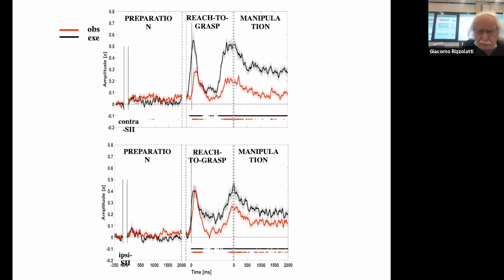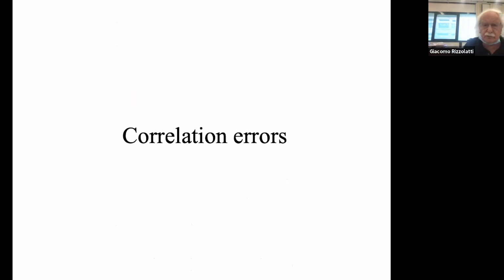But I want to show you something really dramatic. The one in black is the execution, and the other is the same action observed, done by another person. You see that the time course is very similar. So the mirror mechanism not only tells you about grasping, but also describes the action in time, which gives you a much better comprehension of the observed action.